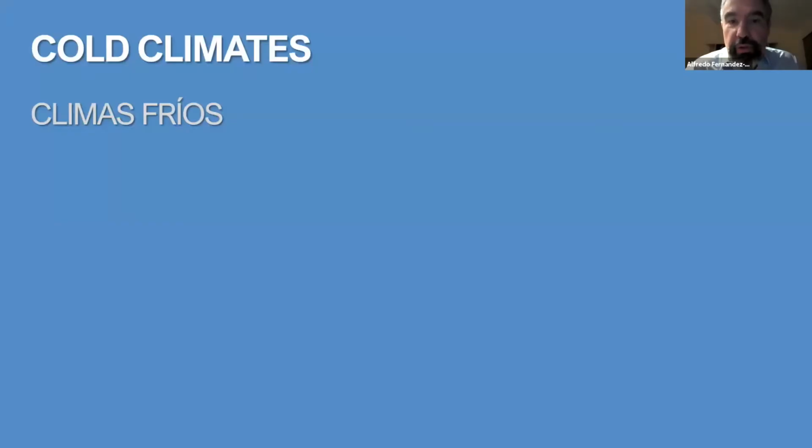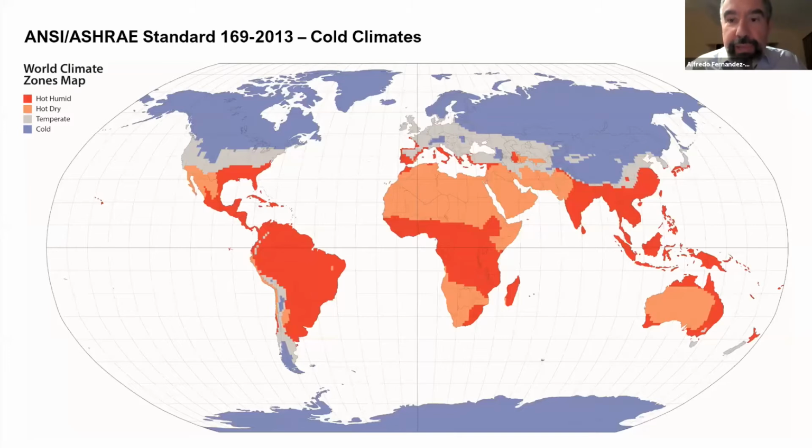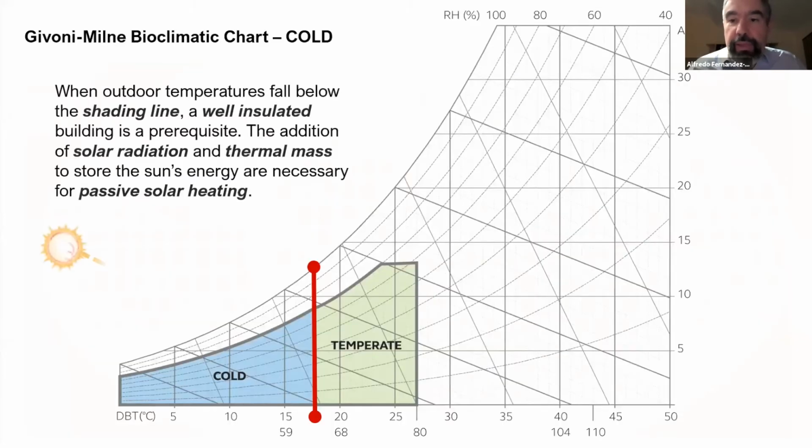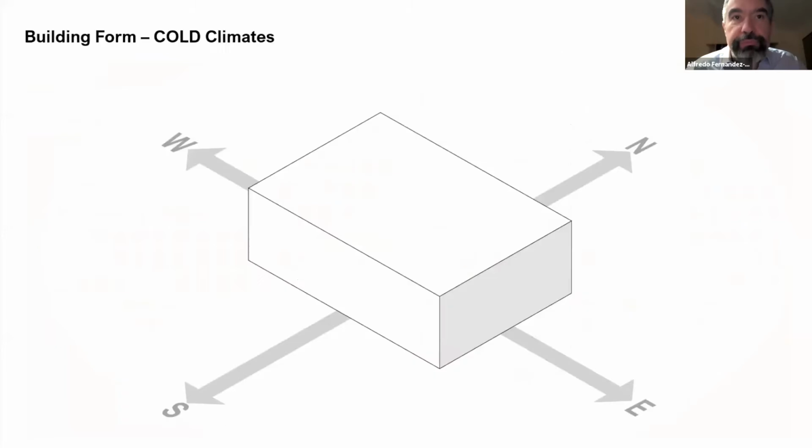So let's talk about cold climates. Cold climates typically occur at latitudes that are higher than 40 degrees north or south from the equator, or at very high elevations greater than 7,000 feet or 2,100 meters above sea level. And in these kinds of conditions, a well-insulated building is a prerequisite. In addition, solar radiation gain and thermal mass are both needed to achieve thermal comfort.